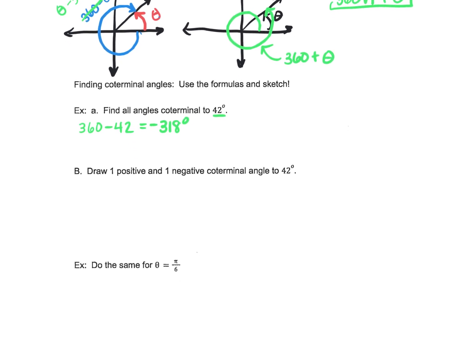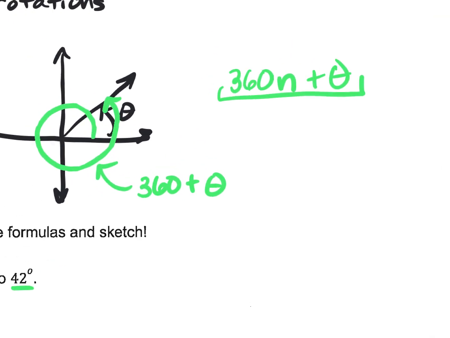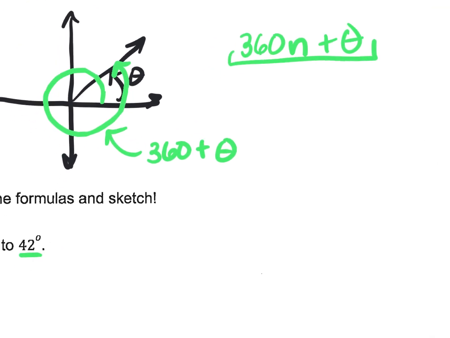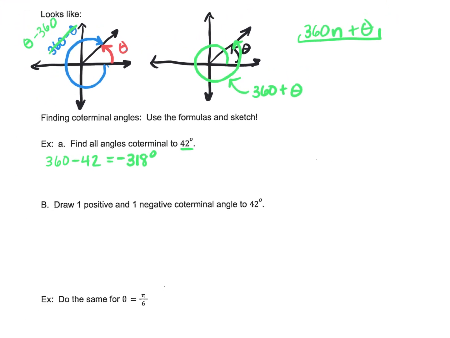All right. Now, all the other ones are going to follow that formula, aren't they? So now, for all the rest of them, we need to do 360 times n plus what? 42. And that will give me all the rest of them.